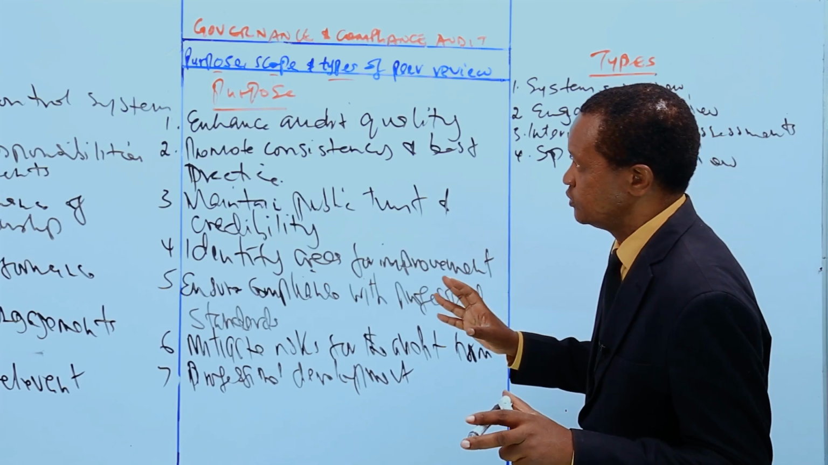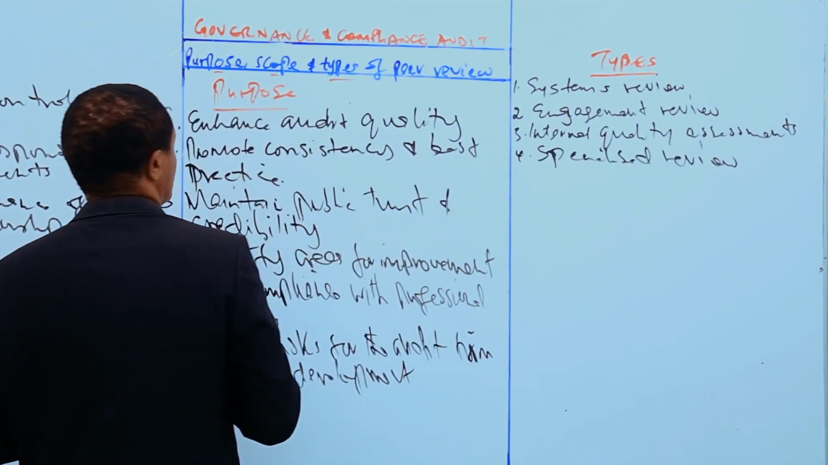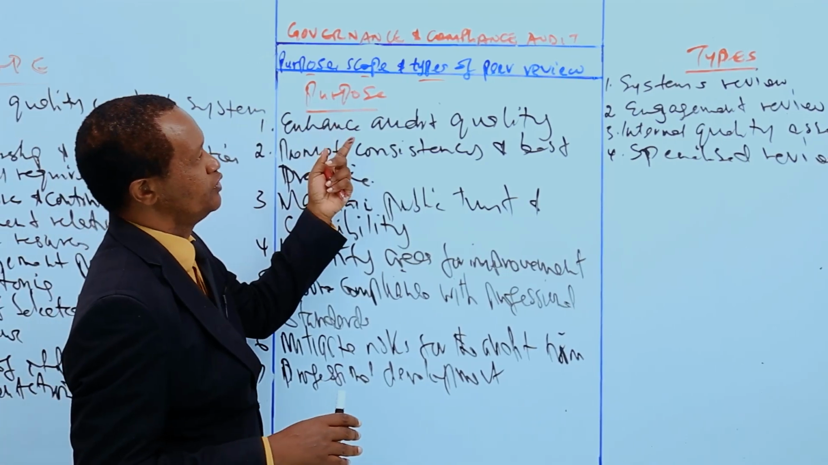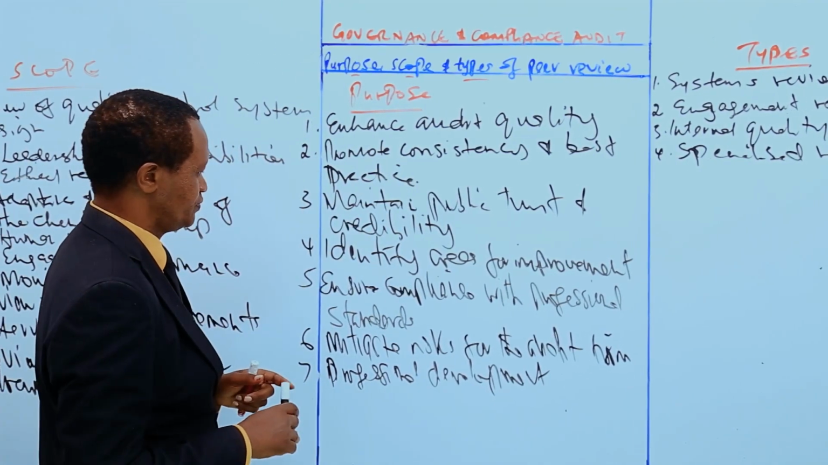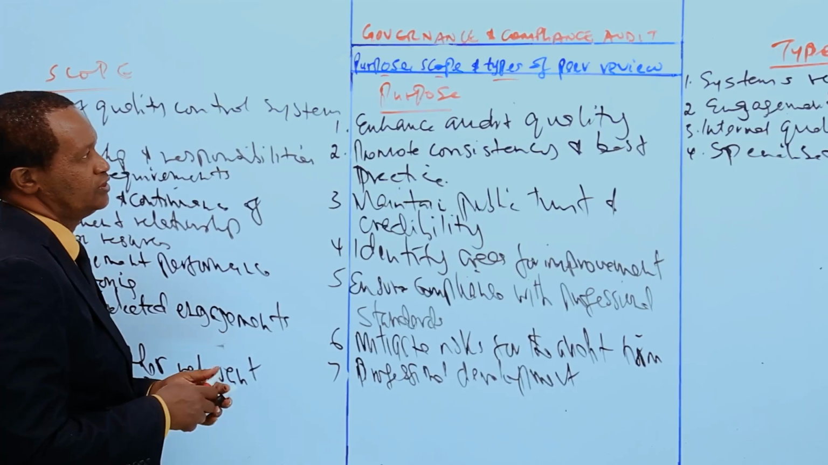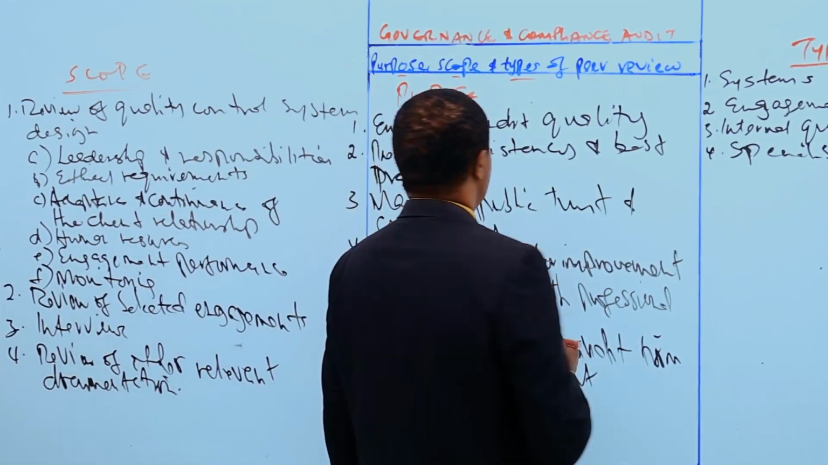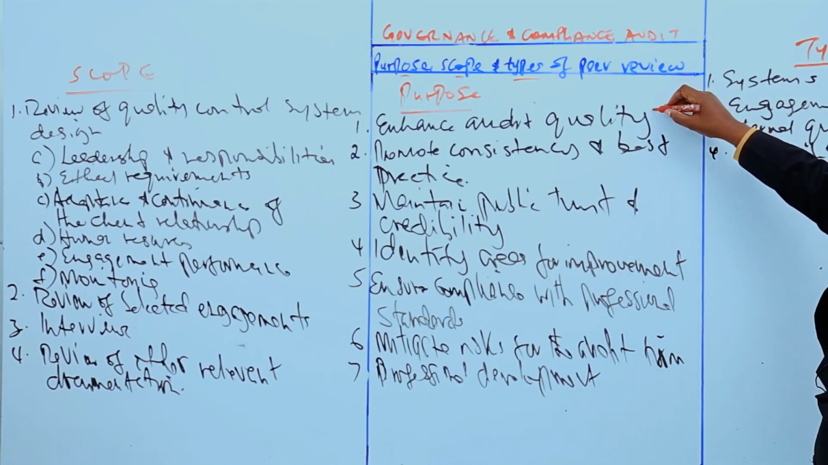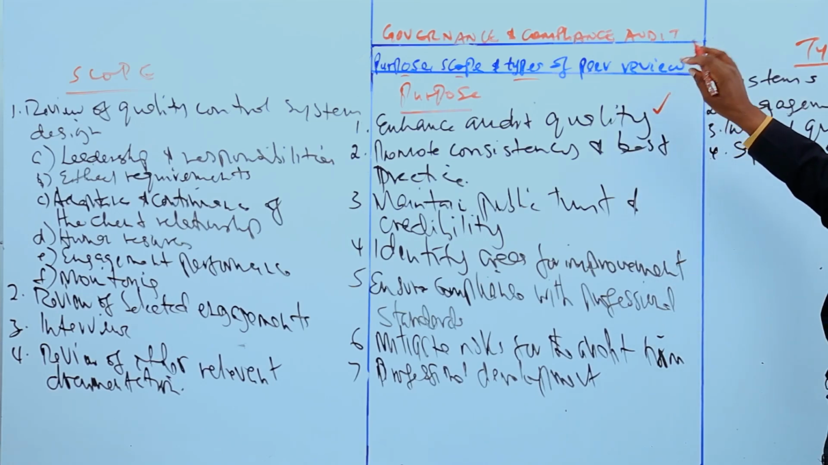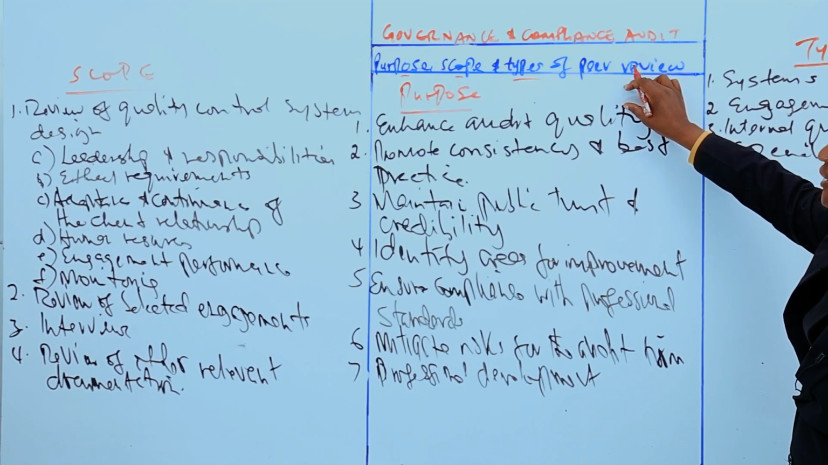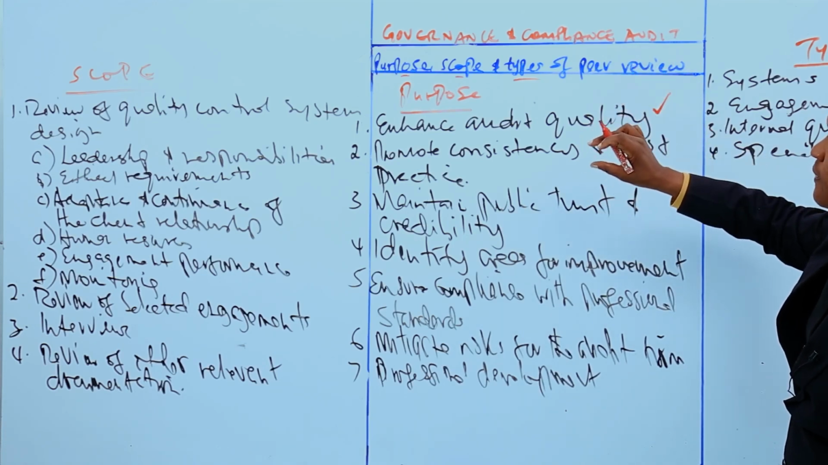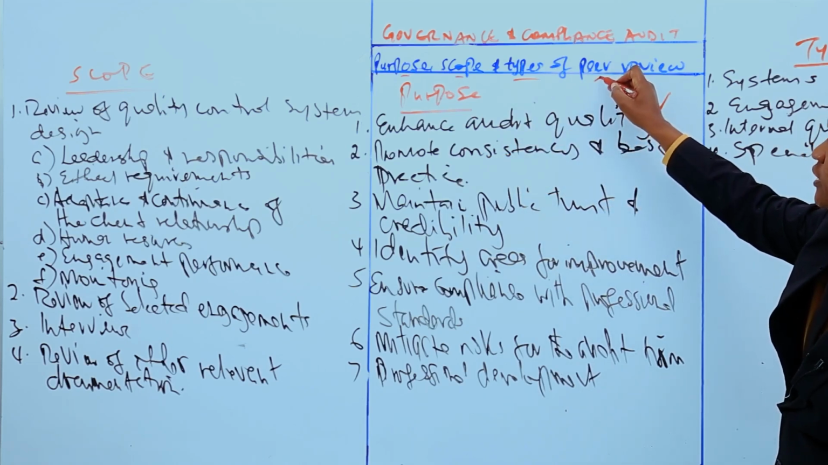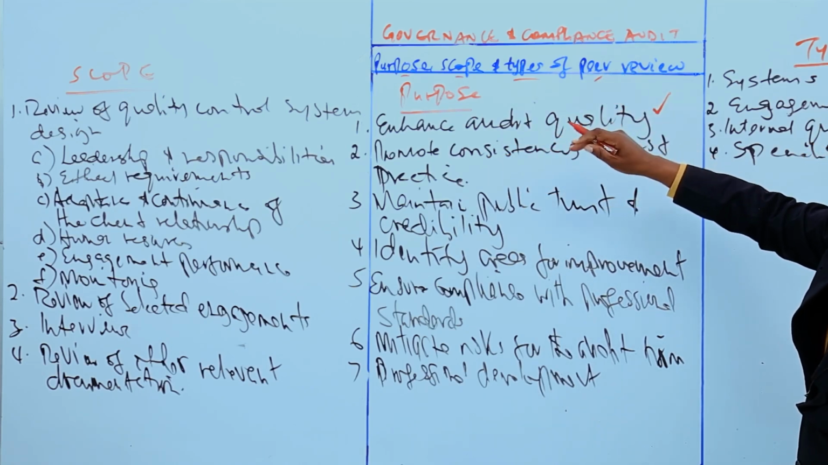In today's lesson, the objective was to analyze the purpose of peer review, the scope of peer review, and the types of peer review. So we've identified 7 objectives of peer review. But first of all, we defined peer review as the process of auditing the auditors. The auditor audits another auditor.